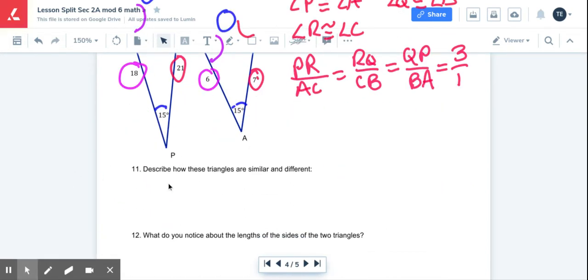So describe how they are similar and how they are different. So I'm going to type here. The corresponding angles are congruent. That's how they're the same.